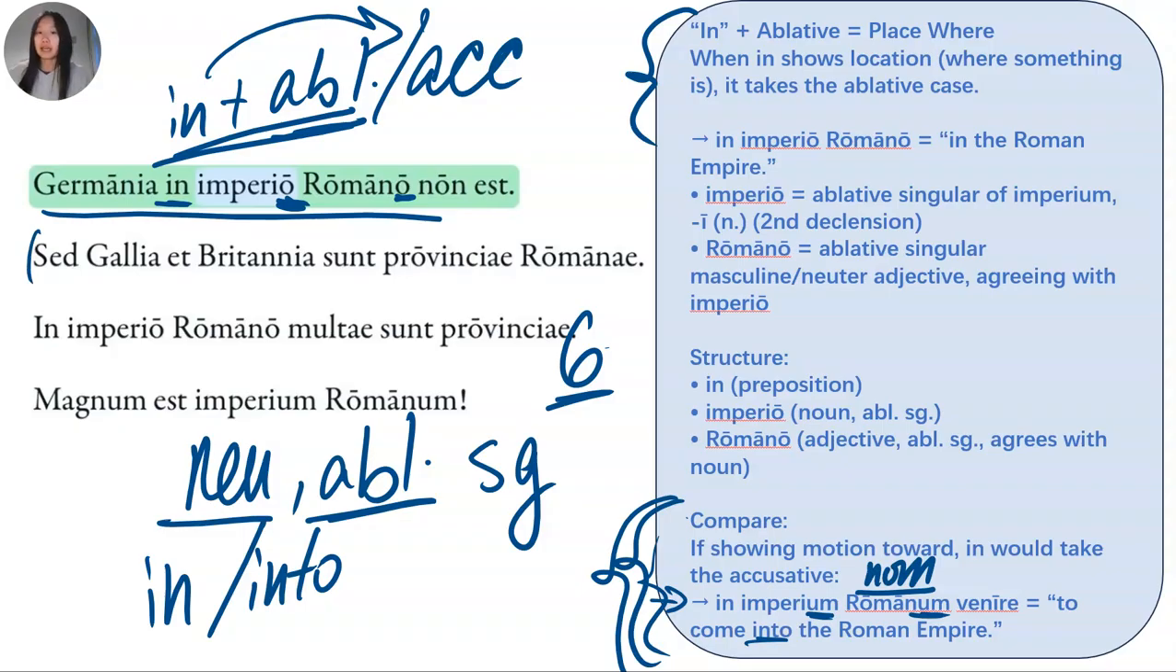Sed Gallia et Britannia sunt provinciae Romanae, but Gaul and Britain are Roman provinces. In imperio Romano, multae sunt provinciae. So in the Roman Empire, there are a lot of provinces. Multae provinciae. You can see the endings are the same. Magnum est imperium Romanum. So the Roman Empire is big. They're saying this as if it's an advertisement or something. Well, it could be, but you never know.